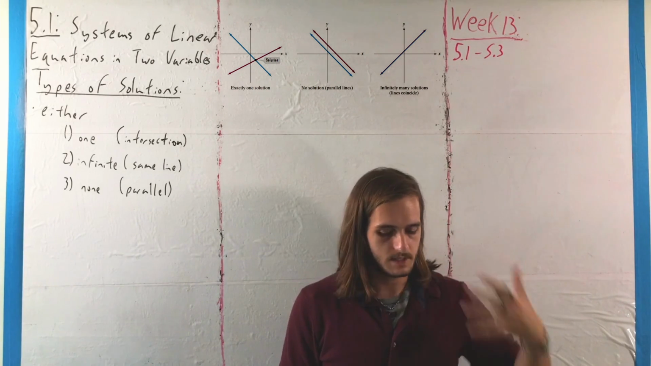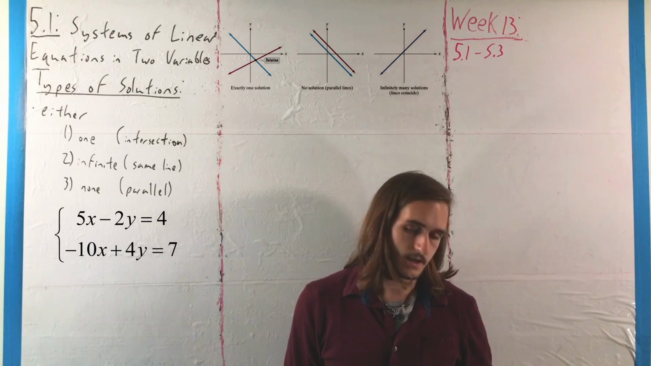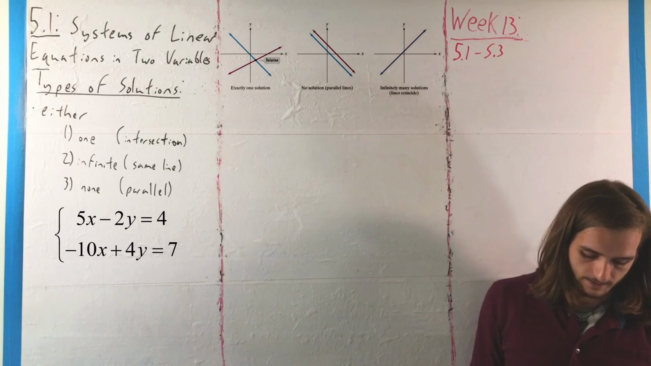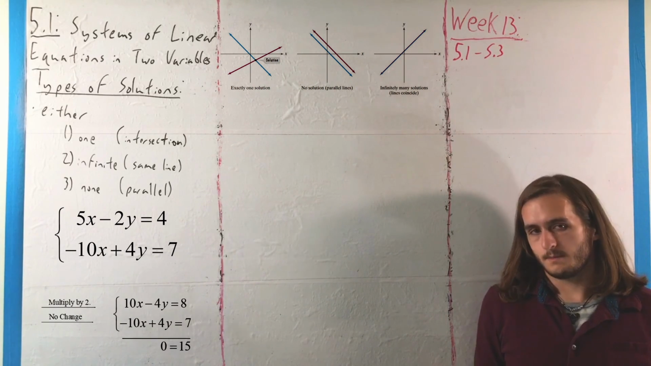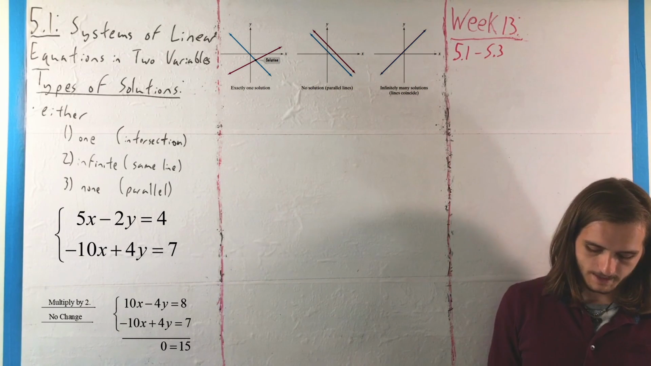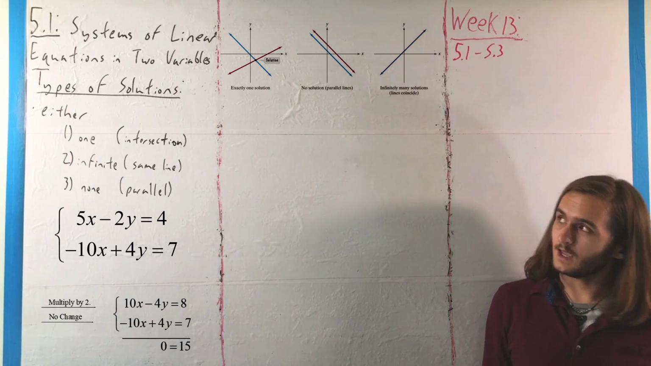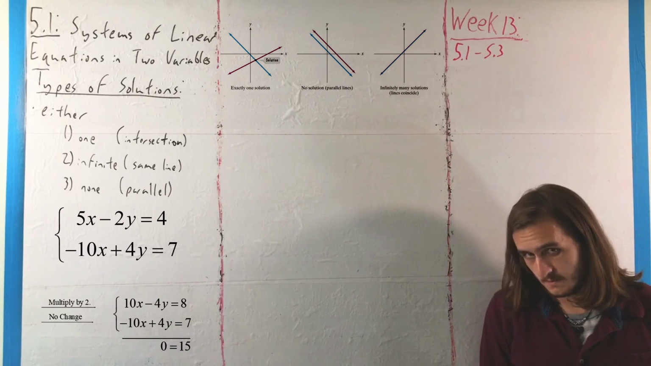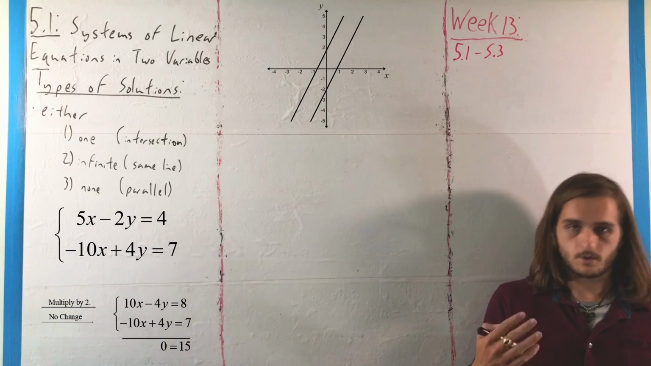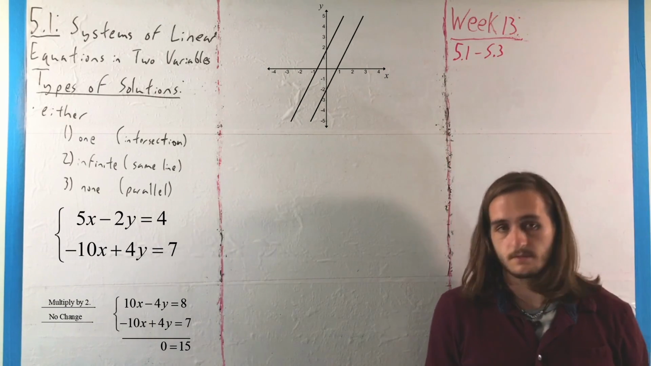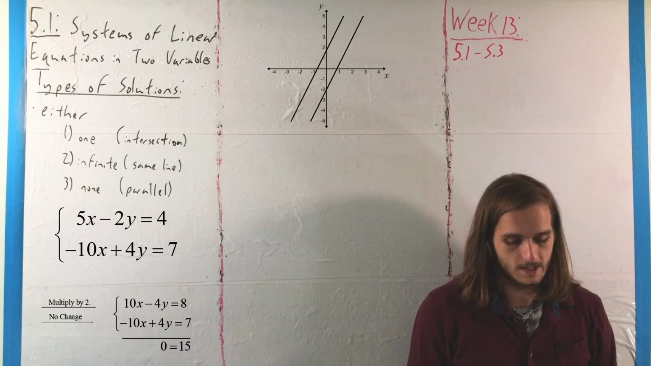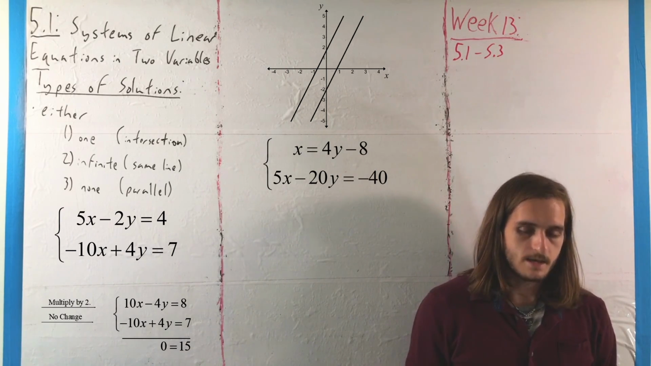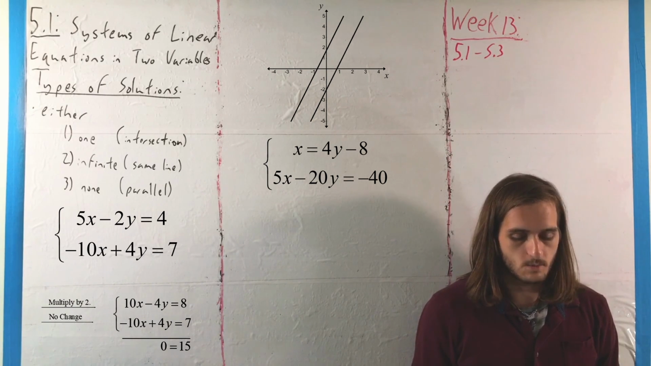So if we look at a very simple example here with the system 5x minus 2y equals 4 and negative 10x plus 4y equals 7, a pretty straightforward elimination by addition there would be to multiply the top term by 2. You'd see that both the x and y coefficients are going to cancel out and you get 0 equals 15, which can't possibly be true because those are parallel lines. If you're going to rewrite that in terms of slope-intercept form, you'd see that they have the same slope but different intercepts.